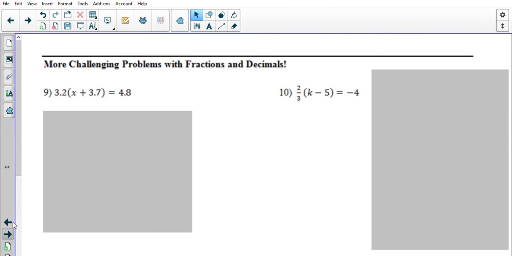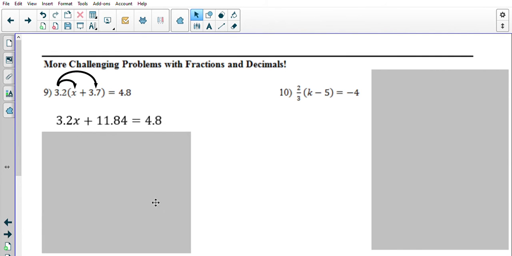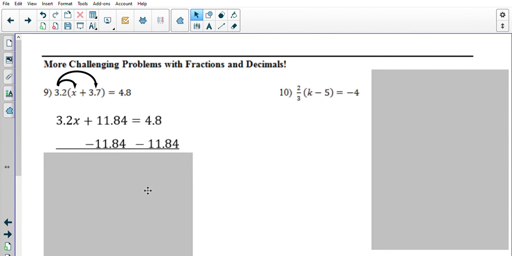So question number 9, we've got some decimals and fractions mixed in here, but we treat them the same. So let's distribute that 3.2 into the parentheses. 3.2 times x and 3.2 times 3.7. That will get us 3.2x plus 11.84 equals 4.8. Just use those inverse operations. Subtract 11.84 from both sides.